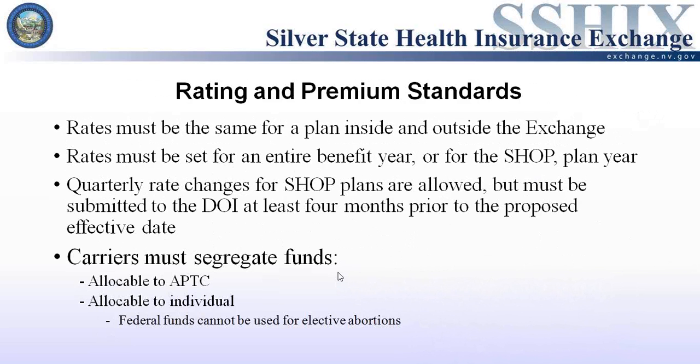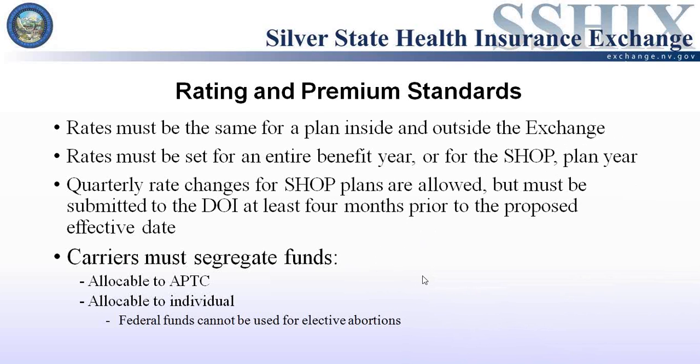For SHOP plans, if a carrier wants to revise rates in the middle of the calendar year to be effective either the second, third, or fourth quarter, we need that rate filing at the DOI at least 4 months prior to the effective date of that rate change. That is to allow us enough time to review and approve revised rates and also be ready to upload those revised rates to the federal hub so the revised rates can be displayed on Healthcare.gov to be effective the first day of that quarter.